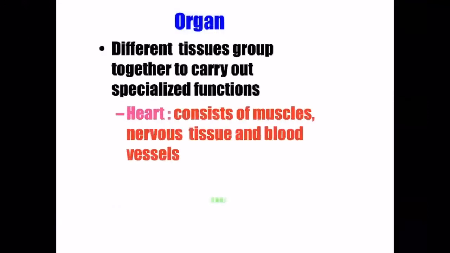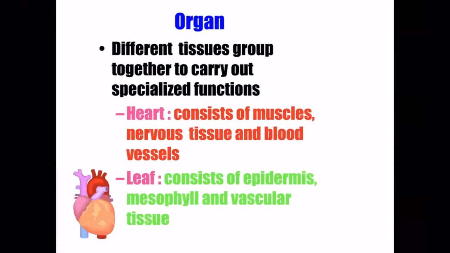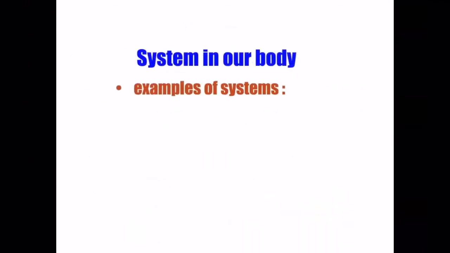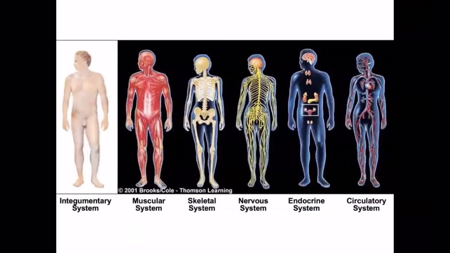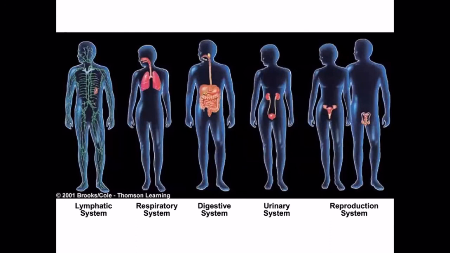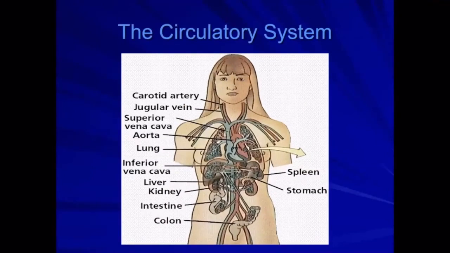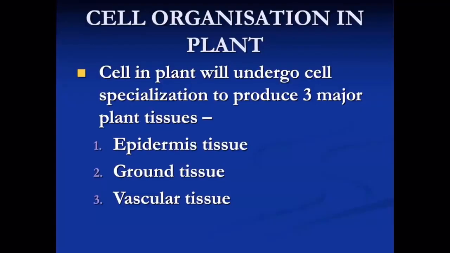Okay, the next one is organ. I think organ is very easy for you. You know, heart, lung, and so on. But for plant, the examples of organs are leaf, stem, flower, and so on. So system is very straightforward, I think. Sorry. So these are the examples of systems that you can find in your body. I think this one is very straightforward. You can read on your own. There are a lot of systems that exist in our body: skeletal system, circulatory system.